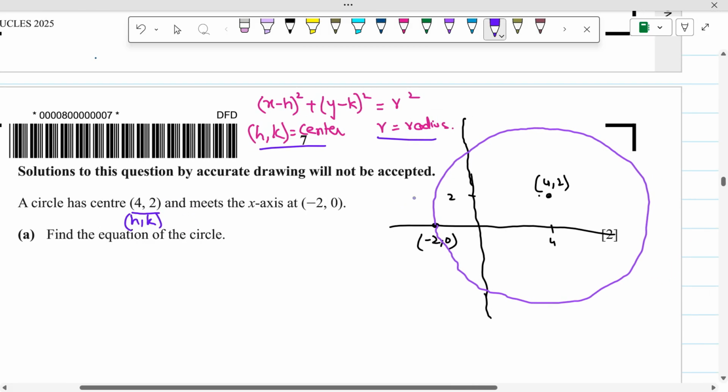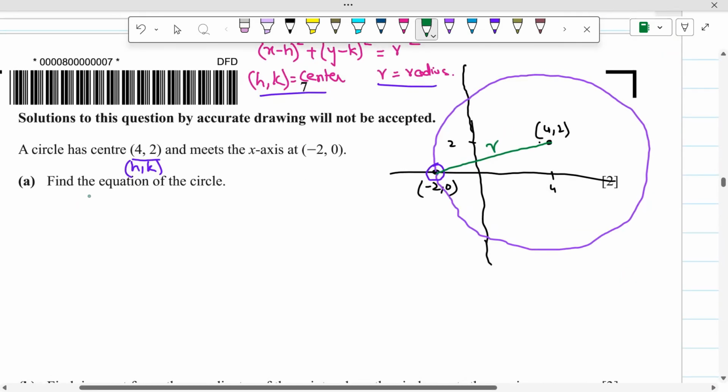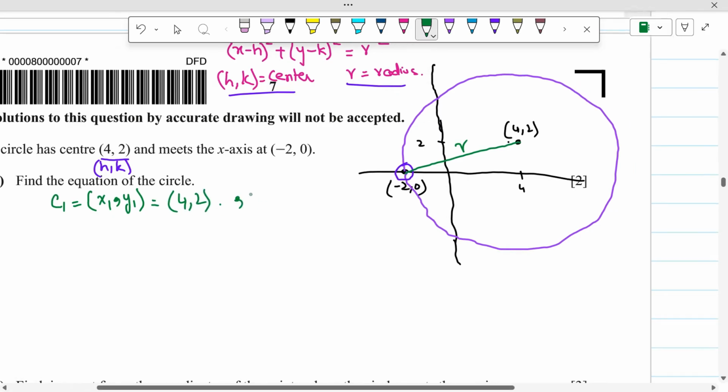It is given that the circle is passing through the point (-2, 0). So if we find the distance from the center to this point, we will get the radius. We already have the center and we will find the radius by using the distance formula. We have two points: the center, which we call x1 and y1, equal to (4, 2), and the other point (-2, 0), which is x2 and y2.